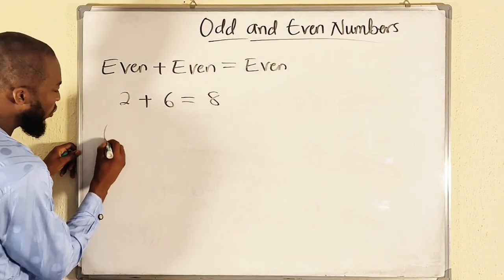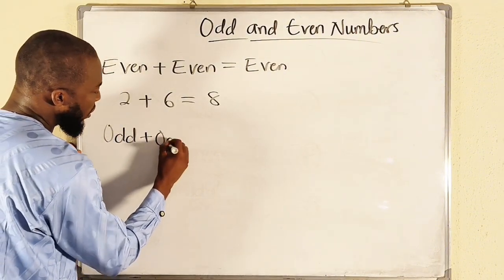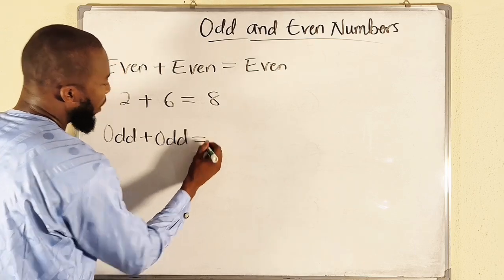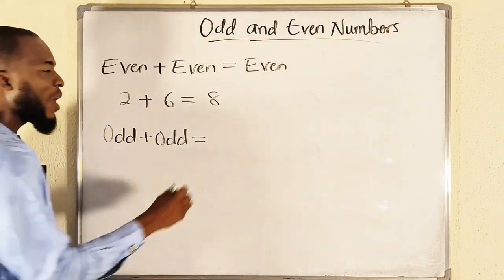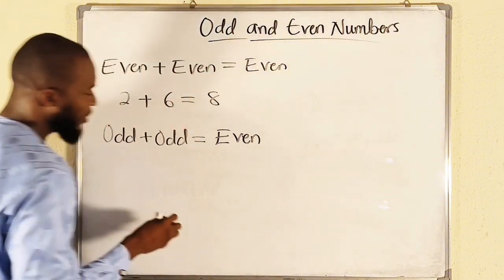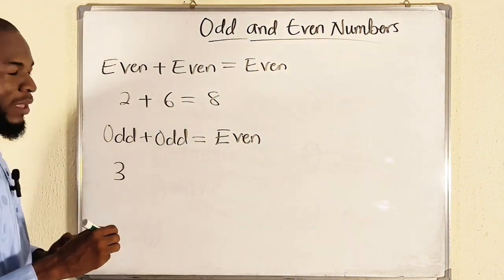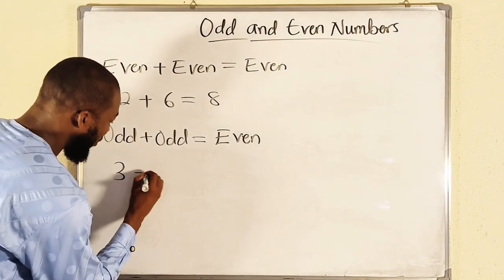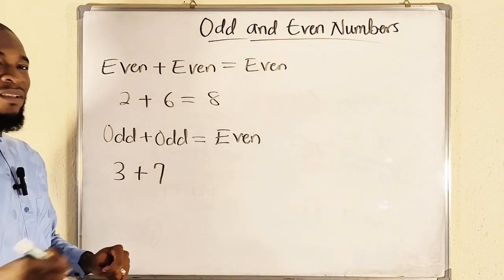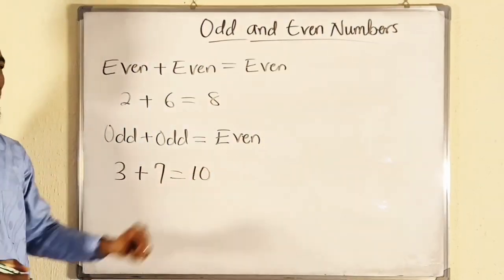So what about odd plus odd? Odd number plus odd number must also be equal to even. We are going to try some of them. I know 3 is an odd number. I know 7 is an odd number. This will give us 10, and we know 10 is an even number.